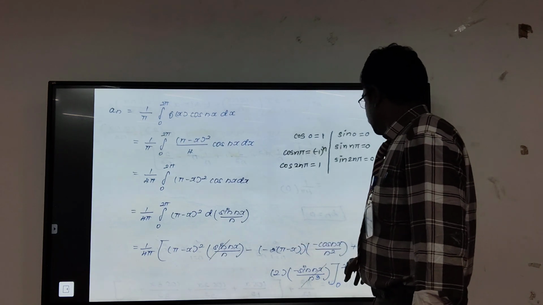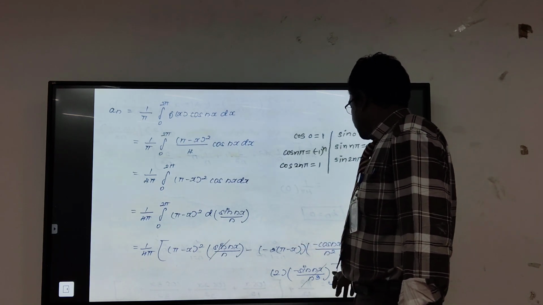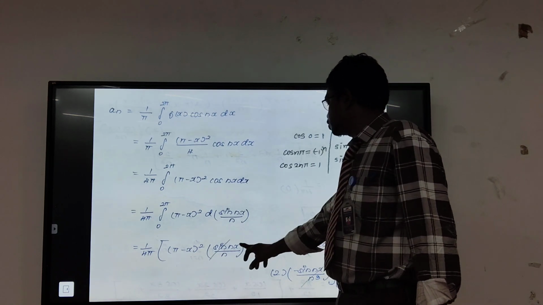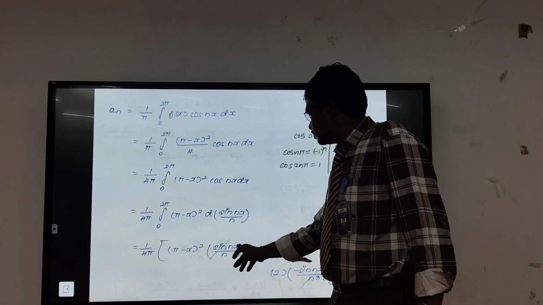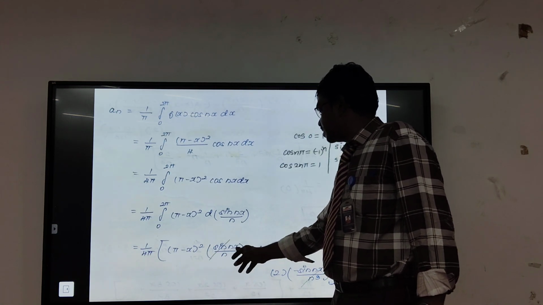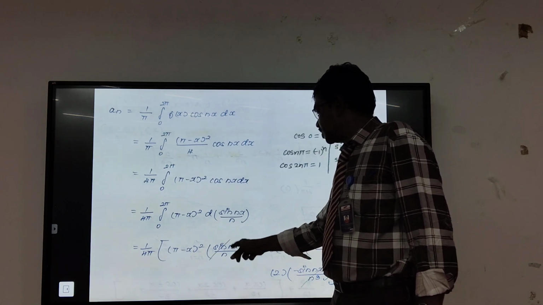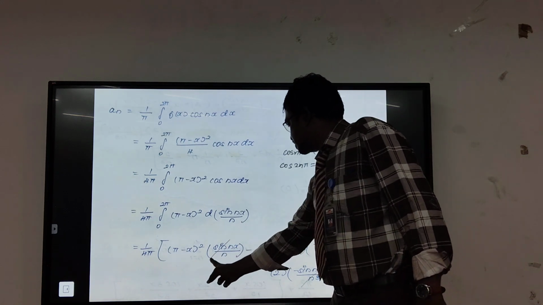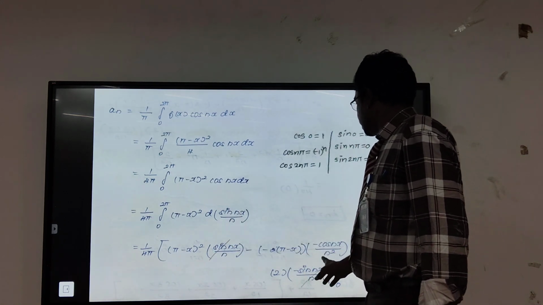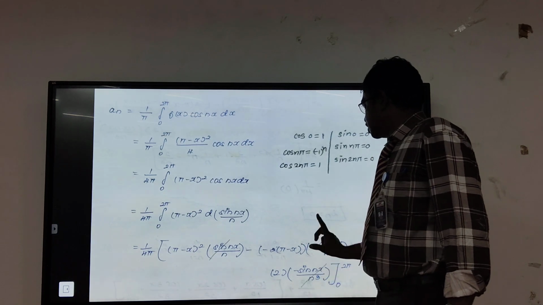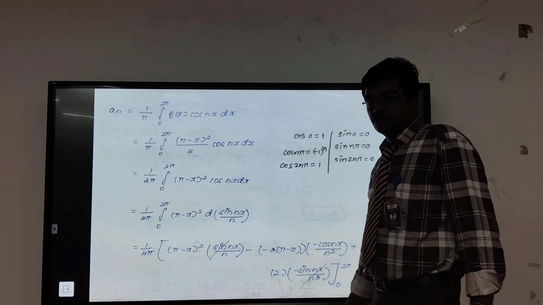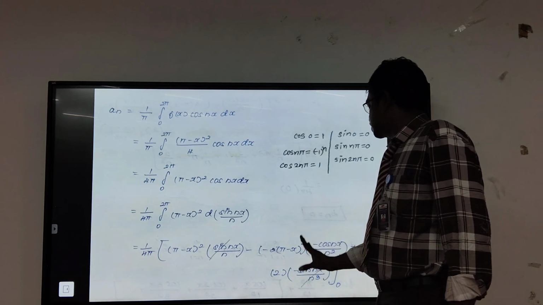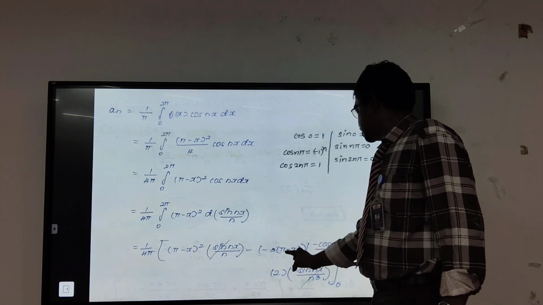How do we go? We apply the upper limit 2π and the lower limit 0. We substitute sin 2nπ for the upper limit and sin 0 for the lower limit. In this case the upper value is 0 and the lower value is 0, so I am cancelling here. The same procedure applies here: sin 2nπ is 0 and sin 0 is 0. So the upper value is 0 and the lower value is 0, so I will cancel this term. Only the remaining term is left.